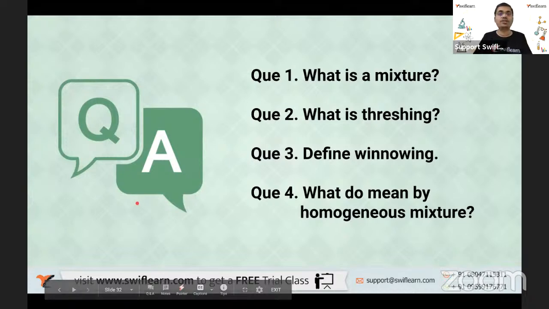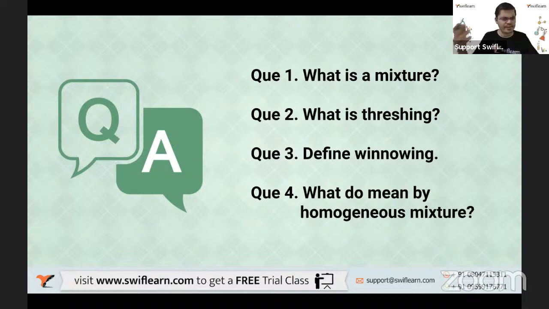Yes, exactly. Mixture means it's a combination of various substances, right? Various grains, as I gave the example of rice and mung dal, it's a mixture. Milk and water, it's also a mixture, right? Salt and water, it's also a mixture, right? There can be varieties of mixtures, you can see.